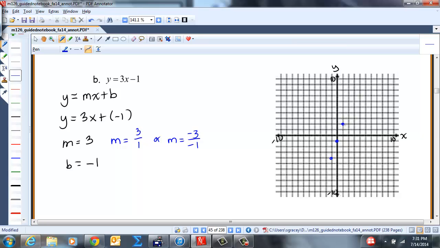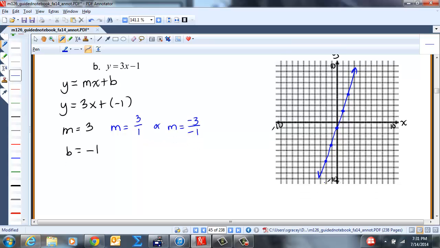So I'm going to get a few more points so I do a straight line. 1, 2, 3 up and 1 to the right, then 1, 2, 3 down, 1 to the left. And there we go. We've got our line. Okay, you all warmed up now?